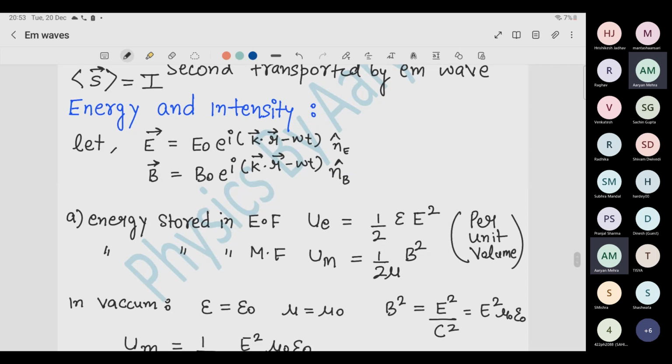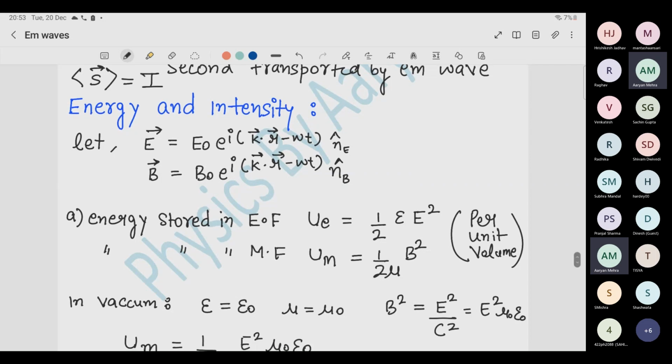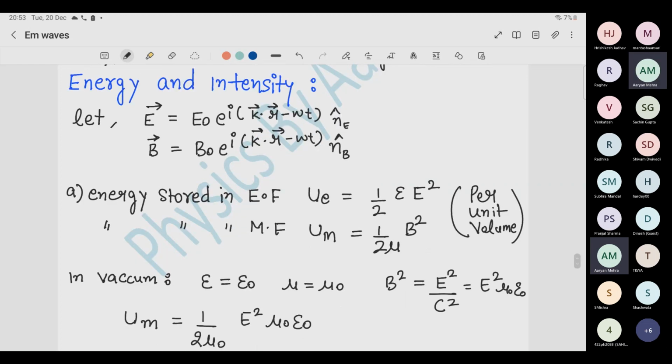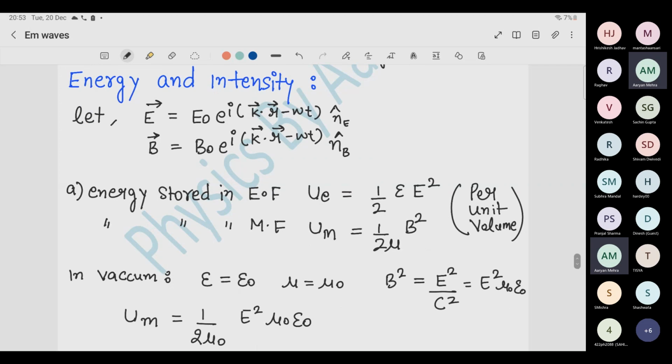So let's say you are given the electric field, very general, or the magnetic field, very general. You are asked to find the energy stored in the electric field, and it is given by half epsilon E square. And I want you to explain why it's half epsilon E square. Where is this coming from? Give me a formula from where this is coming. Very quickly, you all have studied that in electrostatics.